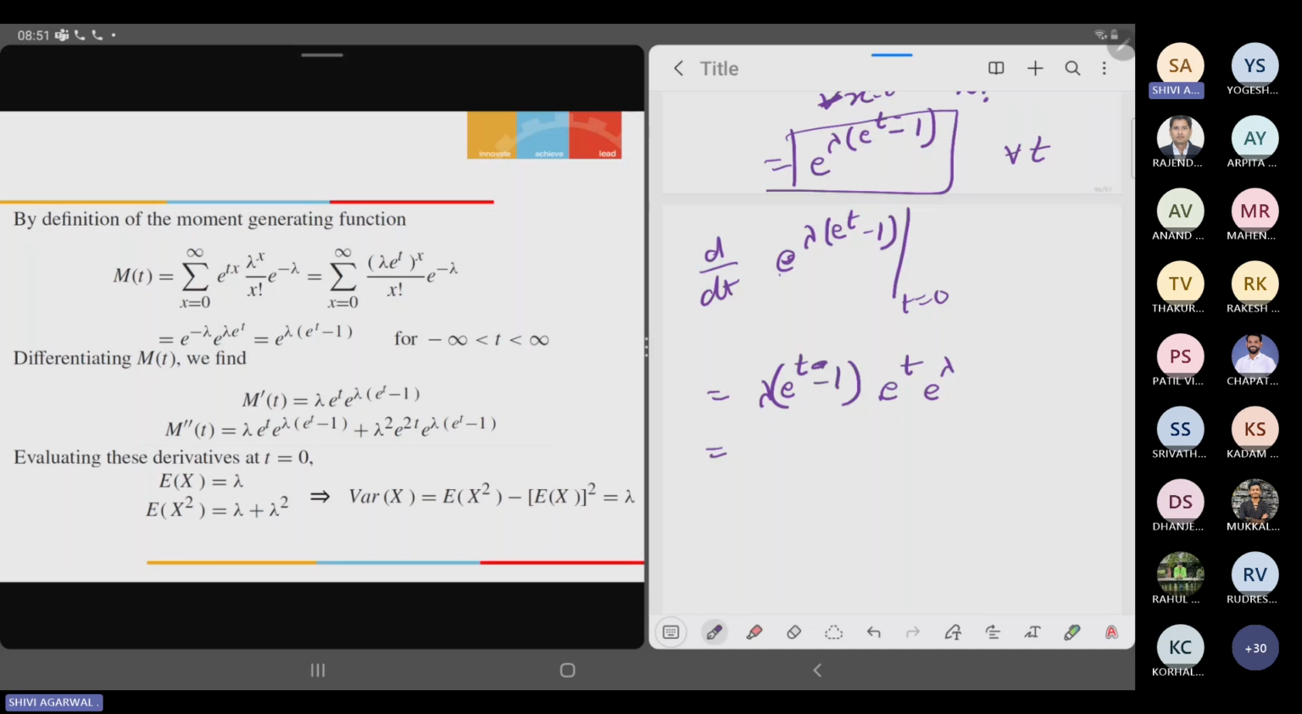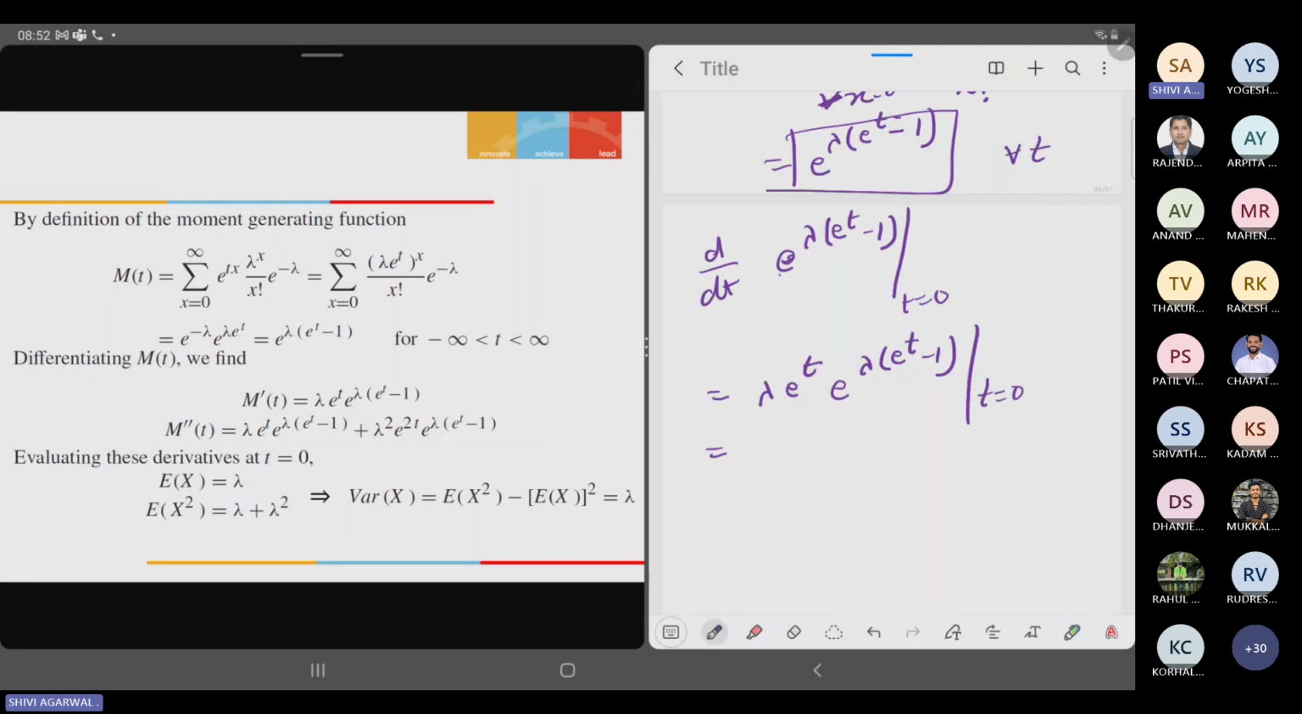Put t is equal to 0. So that becomes 1, 1 minus... So we are taking lambda e to the power t as this, and e to the power lambda e to the power t minus 1. This is one.